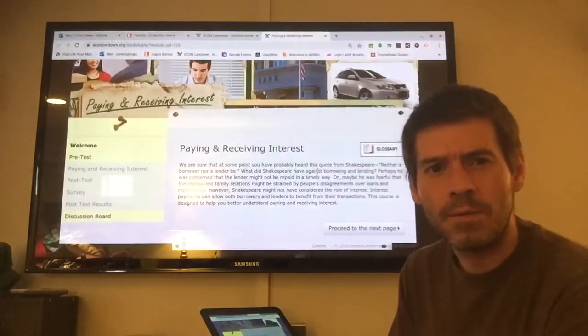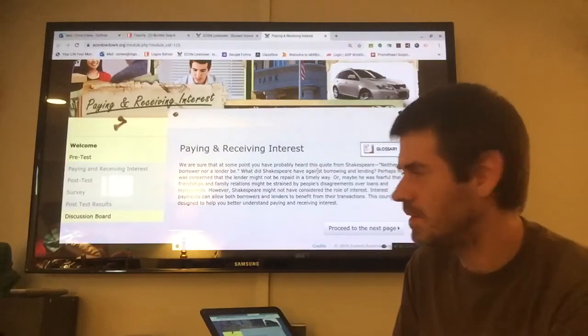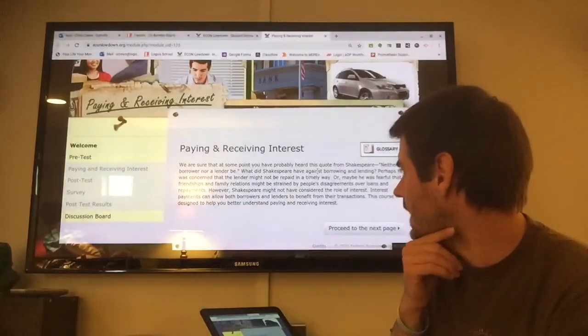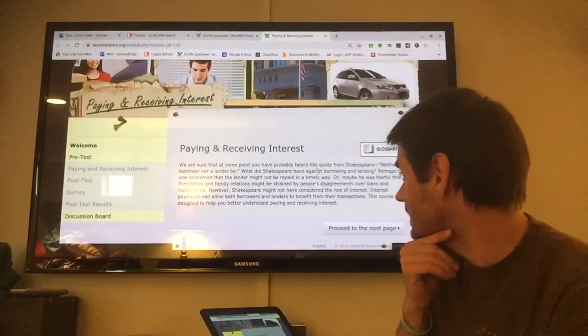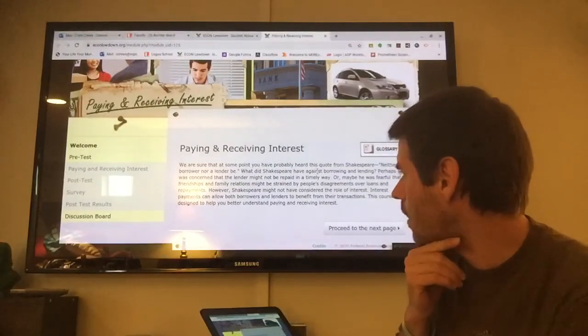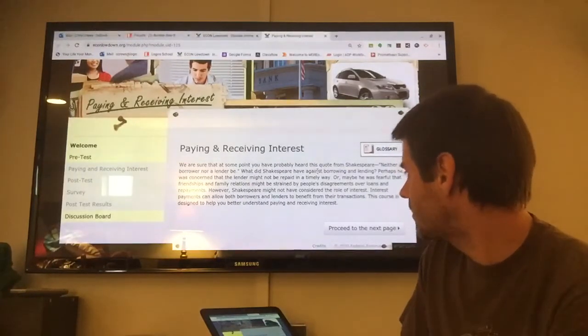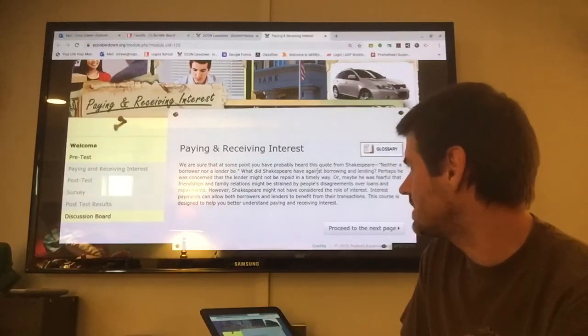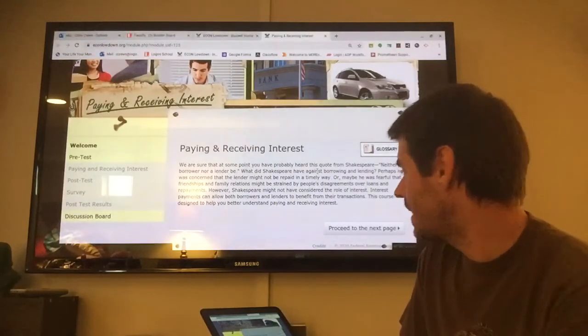That's a good point, right? Don't loan money to family if you can avoid that. However, Shakespeare might not have considered the role of interest. Interest payments can allow both borrowers and lenders to benefit from their transactions. This course is designed to help you better understand paying and receiving interest.